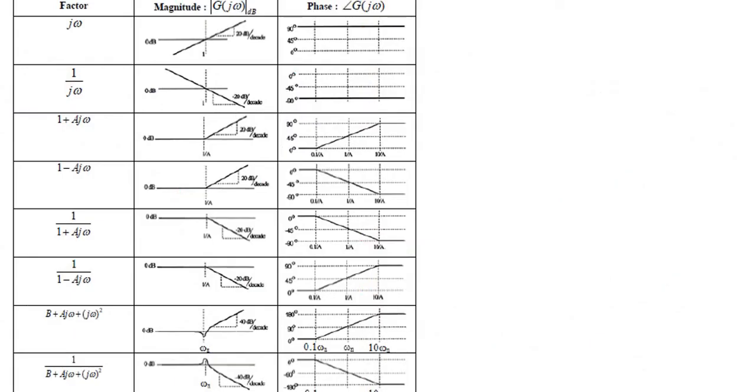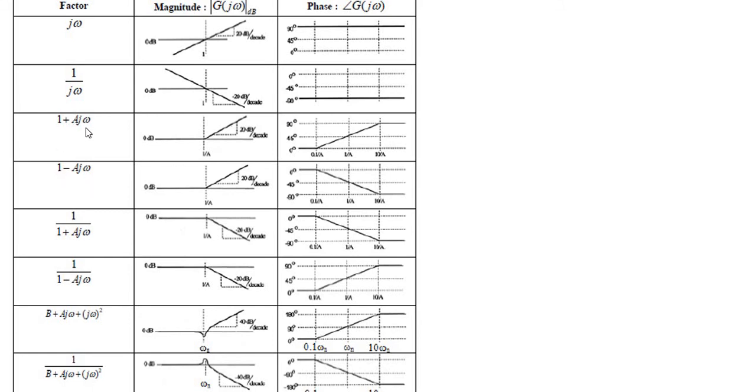So this is a summary of the Bode plot table for several types of factors. I usually refer to this table for plotting. If you have j omega or s, the slope will be 20 dB starting from the intersection at 1, and the phase will be 90. If it is 1 over j omega, it will be on the other side, which means it's minus 20 dB per decade, and the phase will be minus 90 degrees.